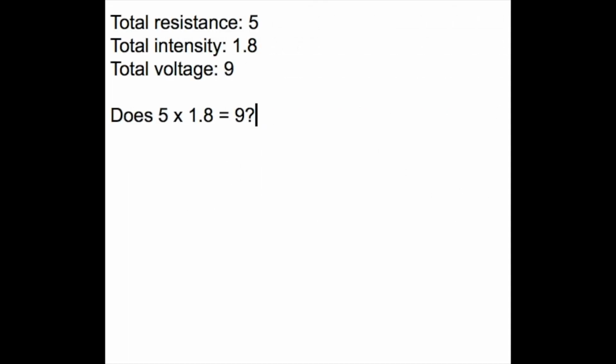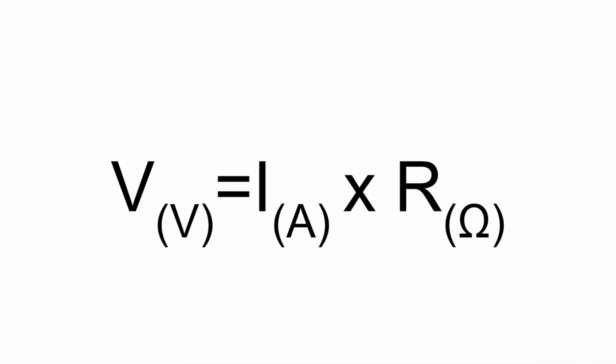Earlier, we calculated the total voltage, intensity, and resistance of a parallel circuit. We ended up with these values. Now, if Ohm's law is correct, then that would mean that the total resistance, 5, times the total intensity, 1.8, should equal the total voltage, 9. If Ohm's law is correct, then 5 times 1.8 should equal 9. And it does.